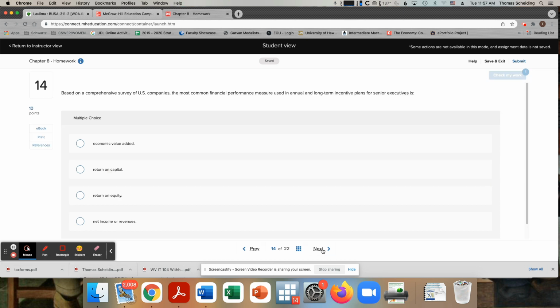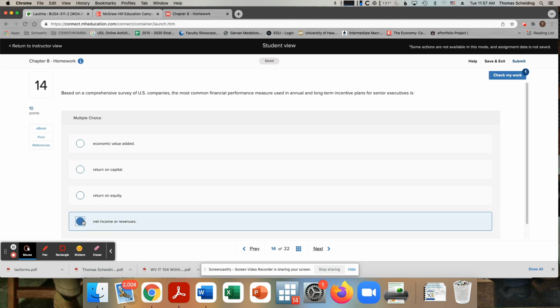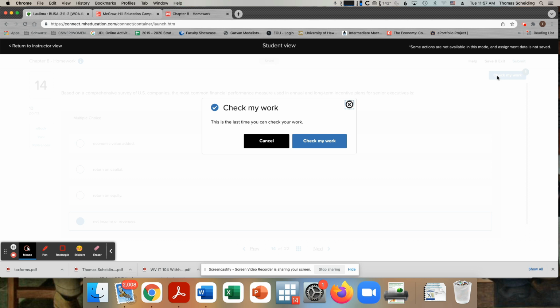Based on a comprehensive survey of U.S. companies, what is the way that we determine the performance of senior executives? Okay, so typically what we see is it's judged on net income or revenues. That's typically the most common way, and this is just kind of definitional. This is just coming from the book. Typically, it's the easiest way, and it doesn't take into account a lot of different variables. So net income or revenues would be our best way to assess the performance of an executive.